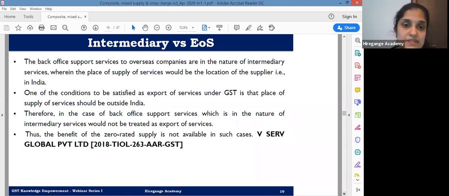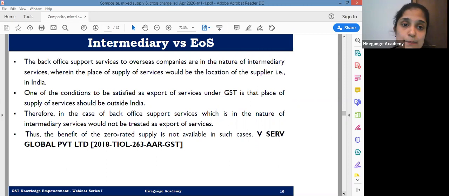Who is an intermediary? An intermediary is a supplier who is enabling the supply of goods or the supply of services between two or more other parties, but it does not include a person who is supplying the main service or supplying the service on own account.